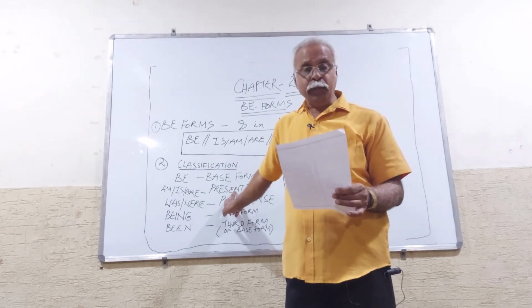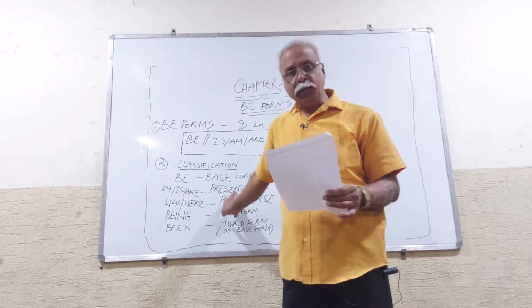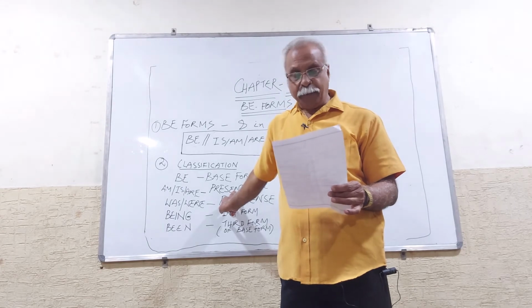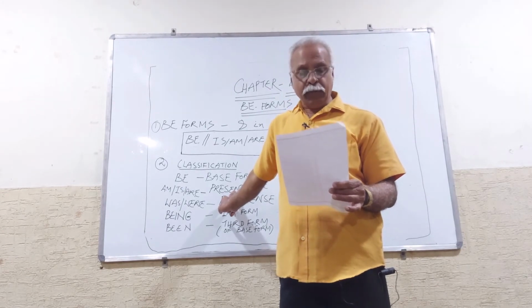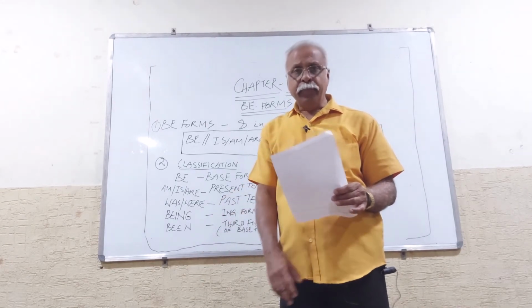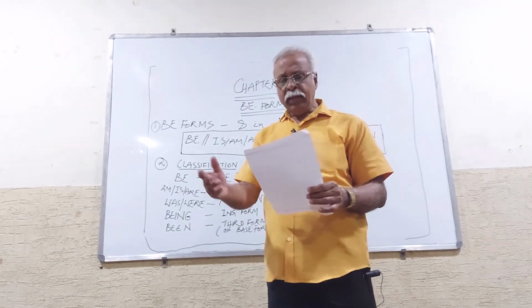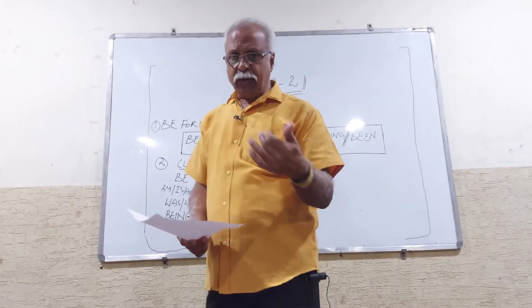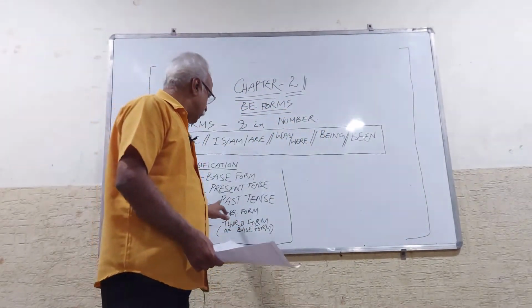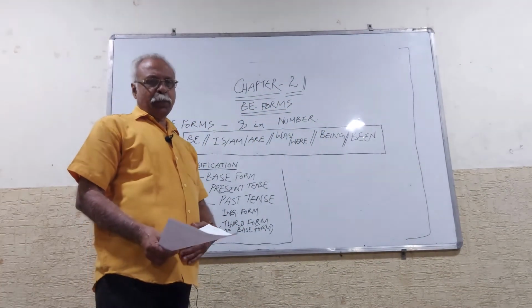Okay, I don't want to confuse you by giving examples here, which I would like to take up next time. I told you, don't get worried. And third use of is, am, are is passive voice. We use them in passive voice also. Next, the third aspect, was and were. Was and were, past tense be forms.